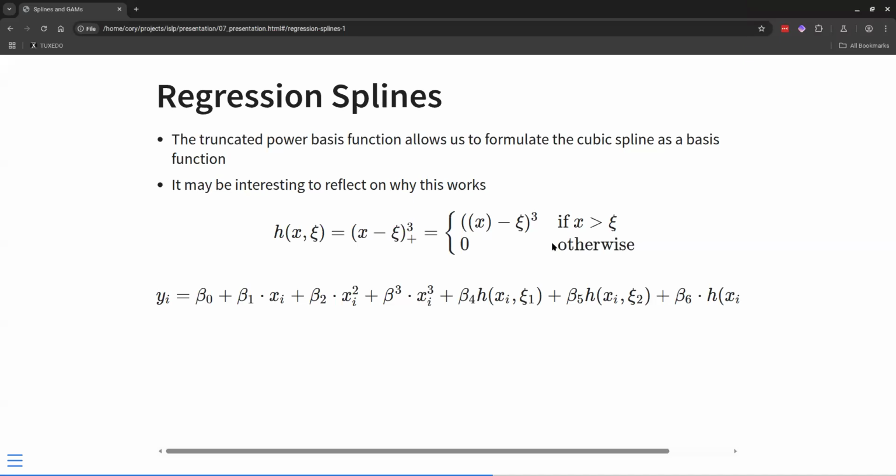And this is Xi, I don't know how to pronounce it either. But the input value minus Xi, until x is actually bigger than that value, nothing happens. This is one of those things where I do think the formula, I don't know.